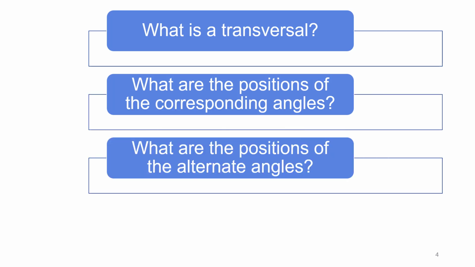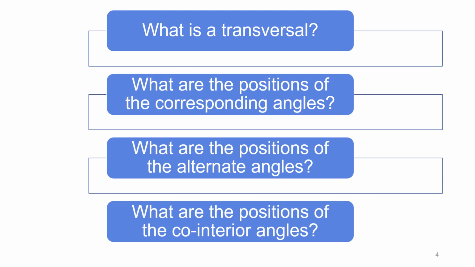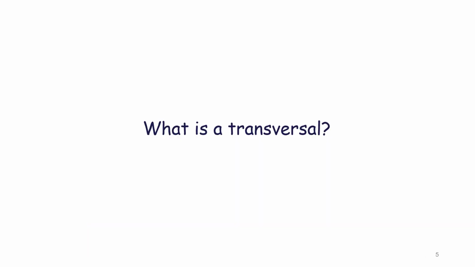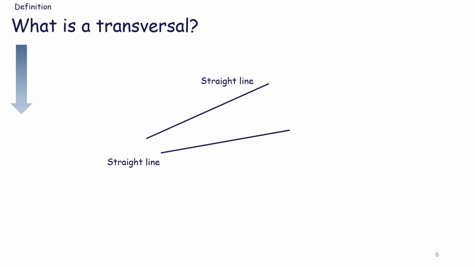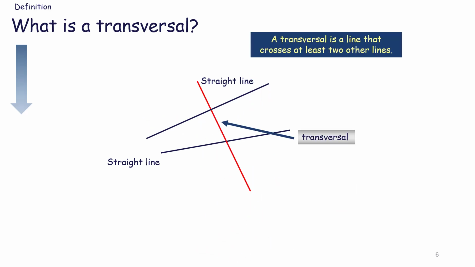What are the positions of the alternate angles? And what are the positions of the co-interior angles? What is a transversal? We have two straight lines. A transversal is a line that crosses at least two other lines. Note what forms. 8 angles are formed.